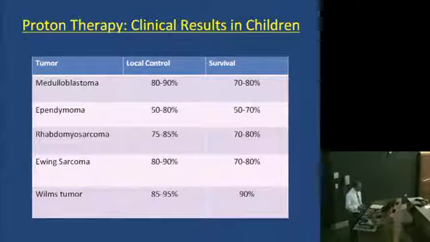These are some of the clinical results in children. Medulloblastomas, survival is 70 to 80%, ependymomas 50 to 70%, rhabdomyosarcomas 70 to 80%, Ewing's 70 to 80%, Wilms approximately 90%.